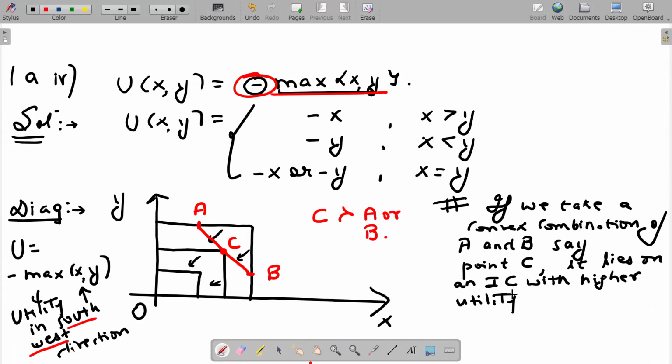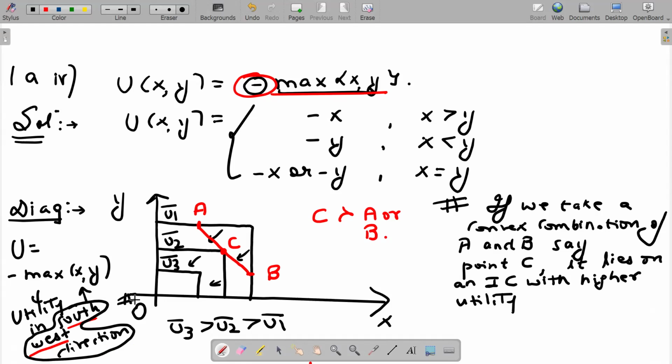Okay, so suppose the consumer is getting a utility of U1 bar from this, U2 bar from this, and U3 bar from this. Then U3 bar is more than U2 bar is more than U1 bar, because I just pointed out that the direction of increase in utility is the southwest direction. Utility is increasing in the southwest direction. That means the closer I go to the origin, the more the utility increases. So I can say that any convex combination of A and B.